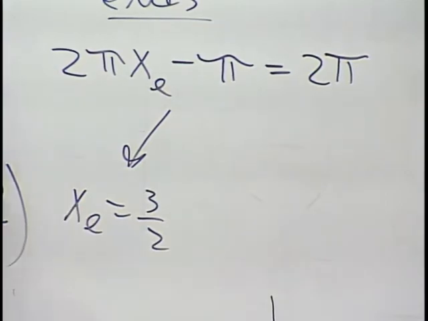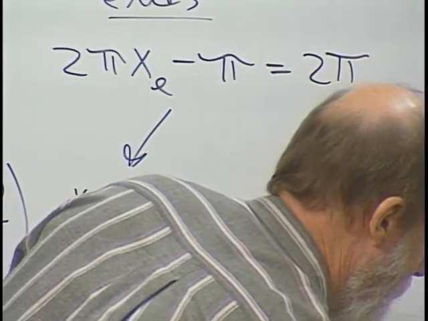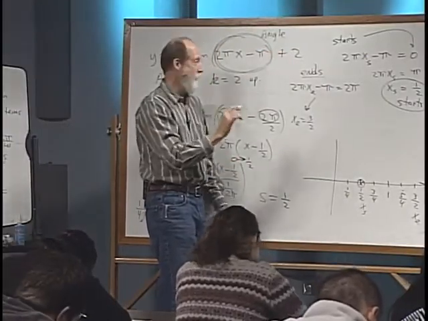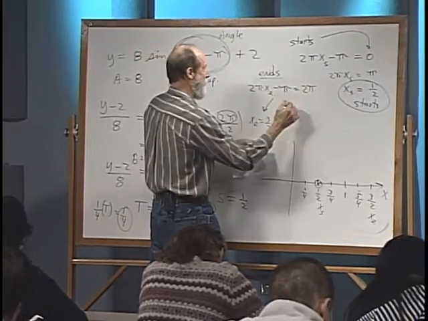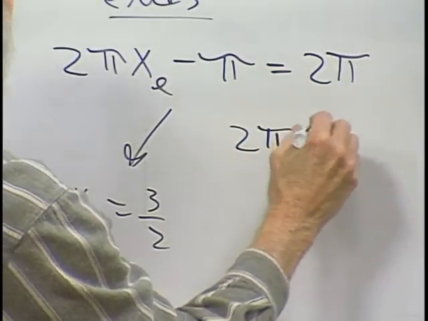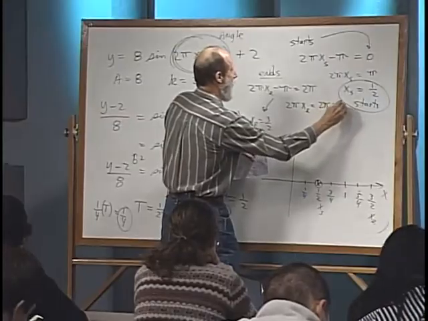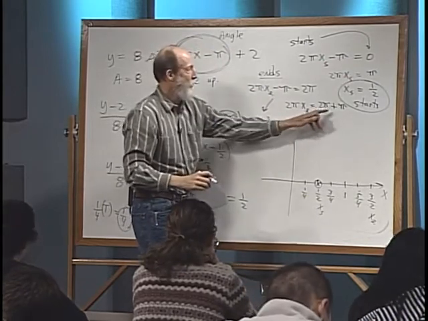You get 3/2, which is sitting right over here, folks. You can do that. But I want to show you a little trick that's very convenient. Why not keep this phase angle separate, move it over here. So you get 2 pi x sub e equals 2 pi plus pi. Keep those two parts separate.